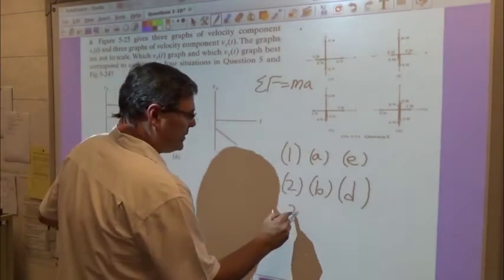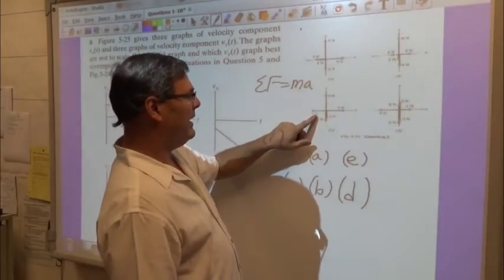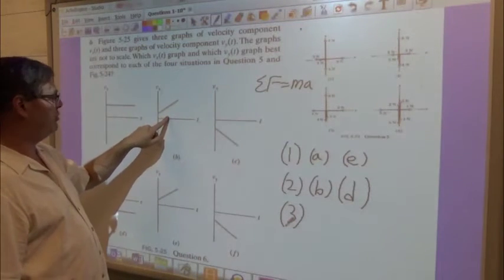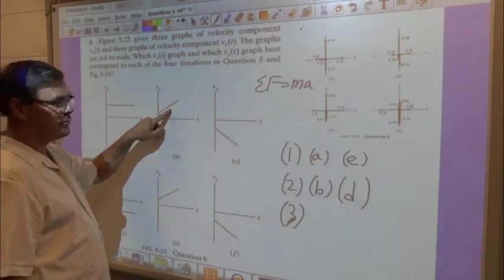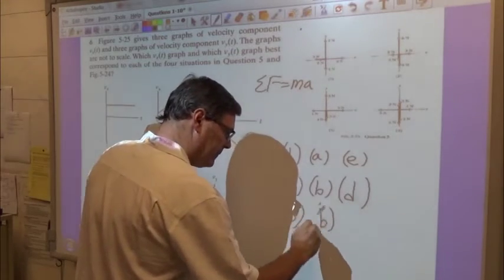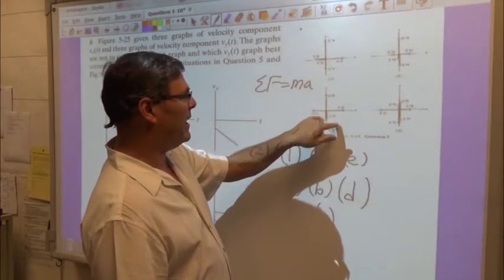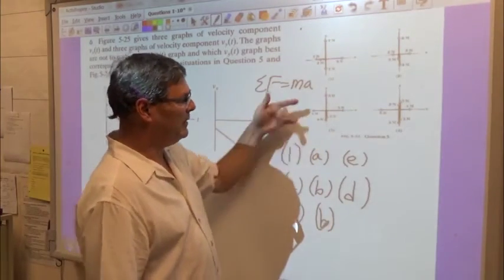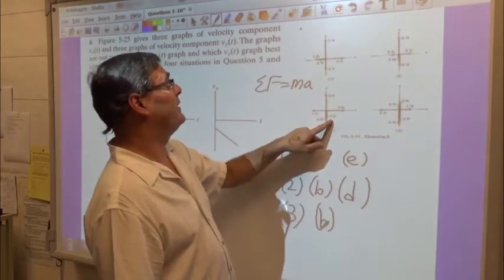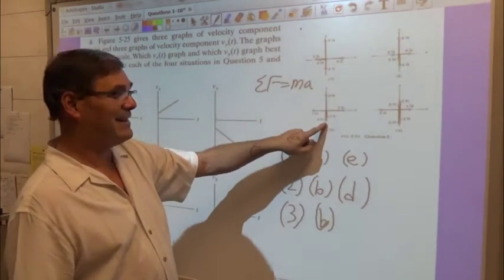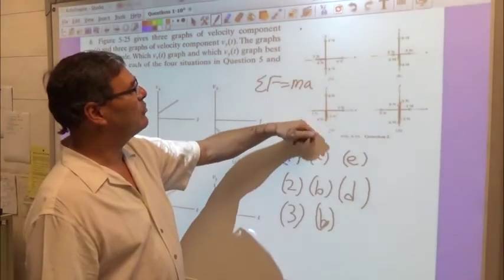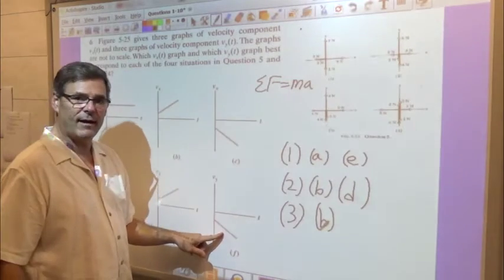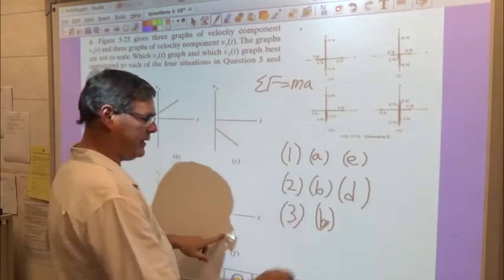For the third situation, in the x direction, I have +1. So that corresponds to a positive slope in the velocity. And in the y direction, I have 6 up and 7 down. 4 + 3 is 7. So that's a -1 net force in the y. So here we go. This graph is a negative slope. So that's F.